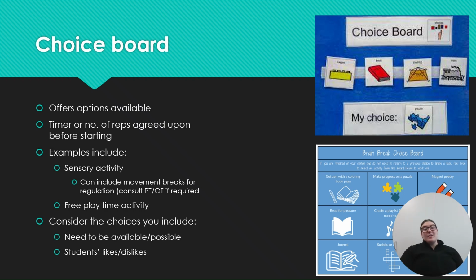Some examples of where you might use a choice board is in a sensory activity, letting students pick the specific sensory activity they would like to do. Another example would be for their specific regulation strategies, having a choice board with the tools that they use most frequently so they can self-advocate and request a specific tool. Again, consider the choices that you include. They need to be available and possible, and know your student, know what they are likely to need to be able to pick from.